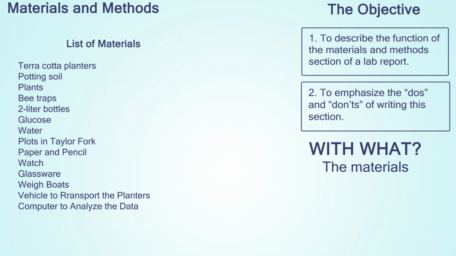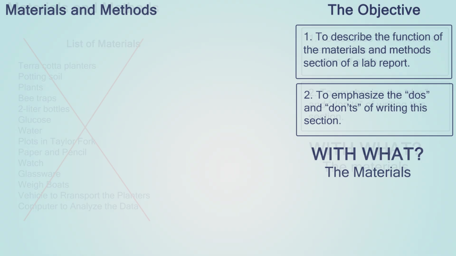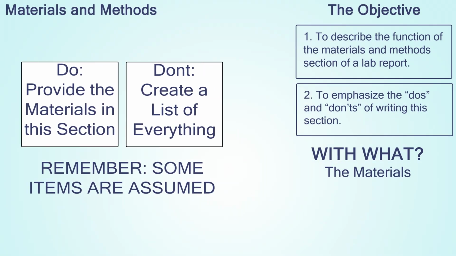For your first attempt at writing the materials portion of this section, you will be tempted to do the following. Create a list. A list of materials is the first don't for writing this section. You do want to provide the materials in this section of your report, but you want to provide them in paragraph form. You don't want to list every possible material that you think the reader needs to complete the study. Remember, some items are assumed.